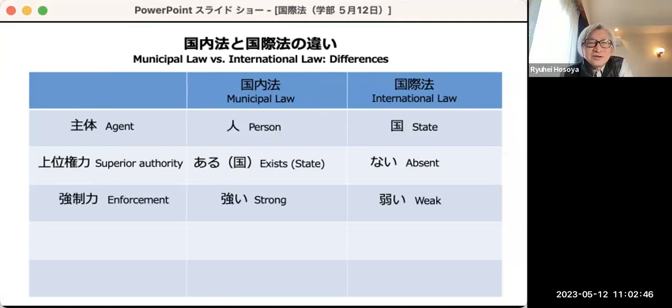compared to national systems, it is weak. Okay, just keep that in mind. We'll come into why it's weak, it has a lot to do with the absence of superior authority. You can guess that. 上位権力がないから弱いんですよね。国際法の強制力っていうのは。それから、this is a bit of another extension to this basic argument.